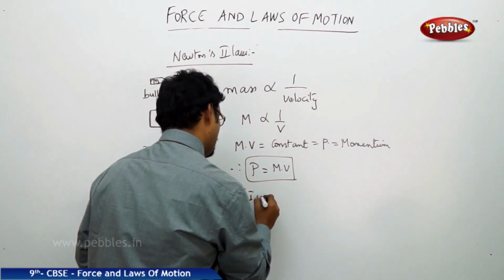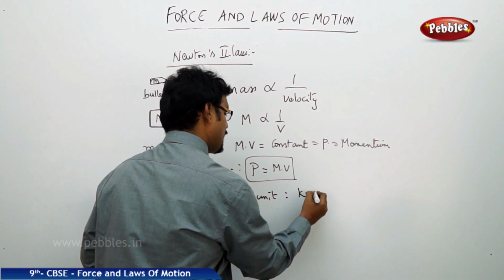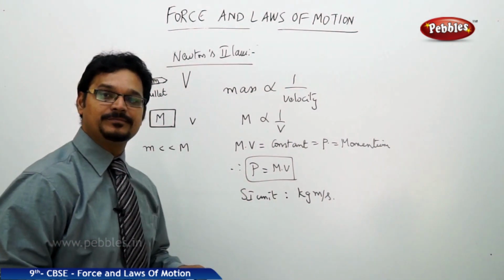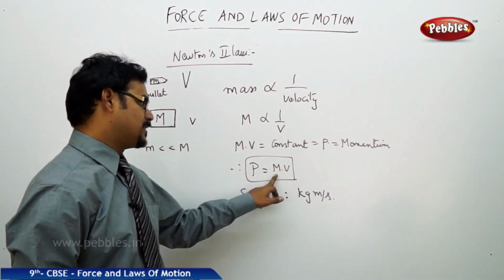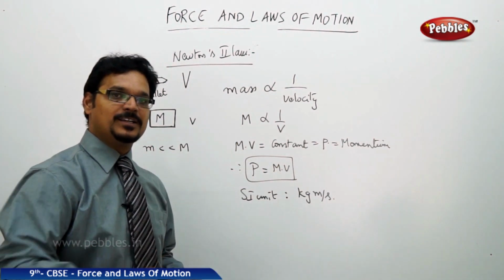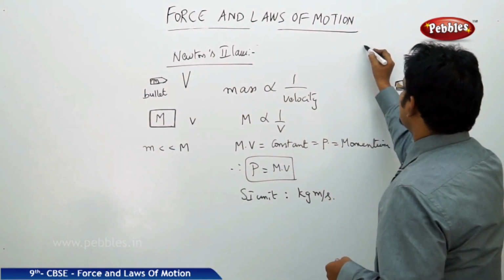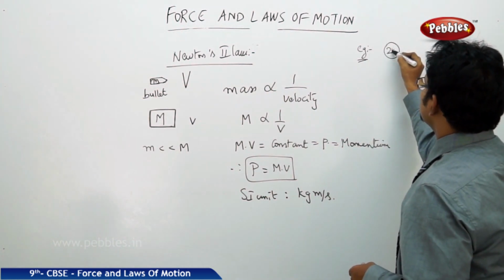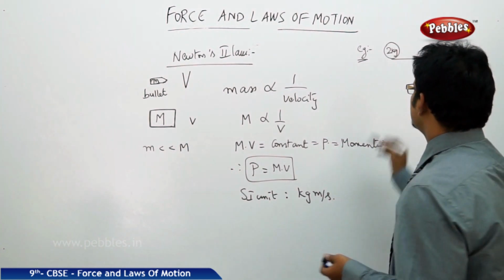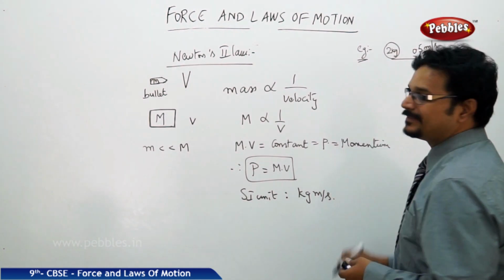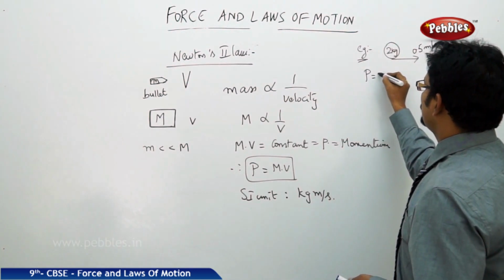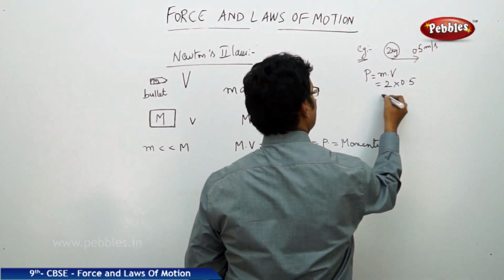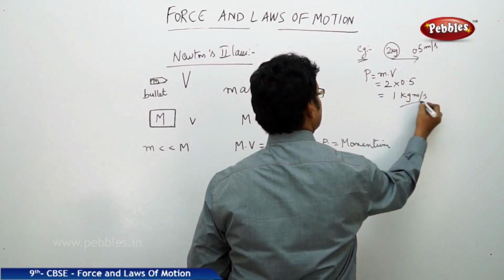The SI unit of momentum: mass is in kg, velocity is in meters per second, so it is kg meters per second. So how do we define momentum? It is the product of mass and velocity. Let us do a small numerical on momentum. Suppose a ball of mass 2 kg is thrown with velocity 0.5 meters per second. What is its momentum? It's a direct formula, p equals mv. Mass is 2 kg and velocity is 0.5, so this is 1 kg meters per second. That's the momentum.